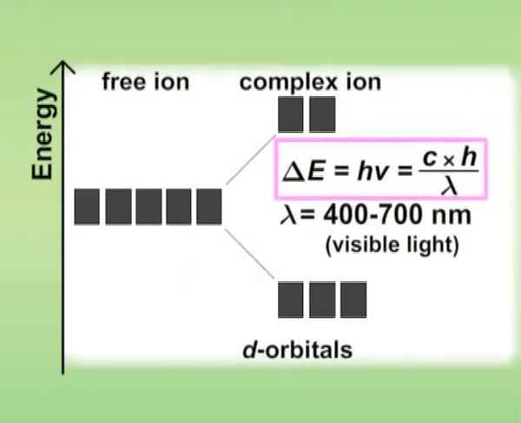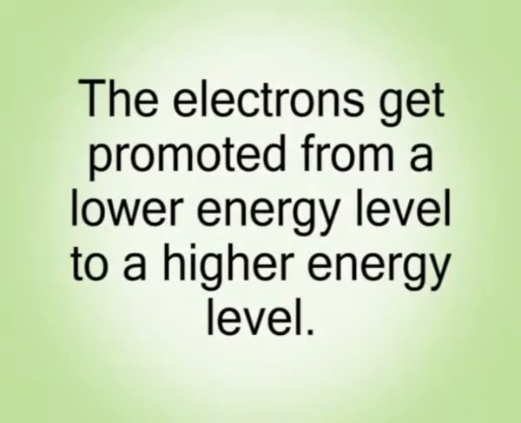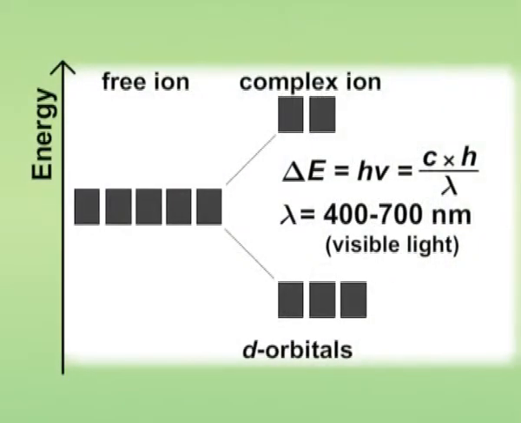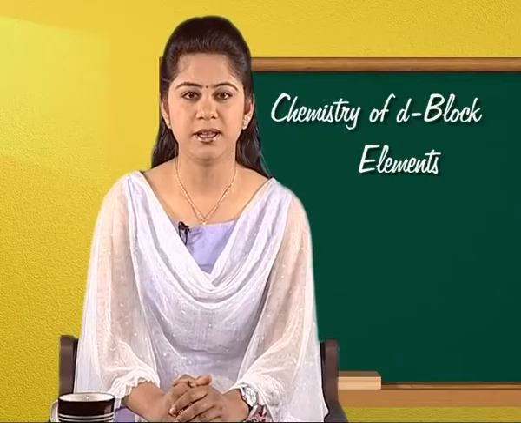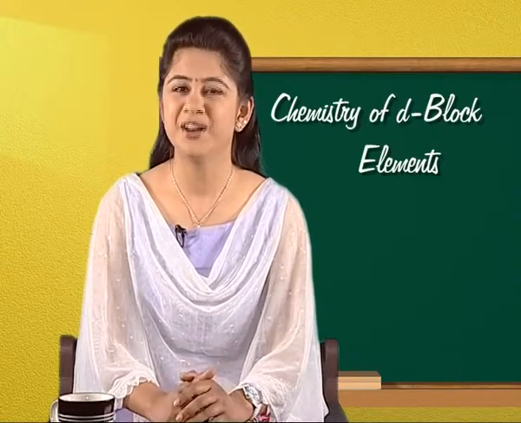Energy difference between two energy levels is shown here. The electrons get promoted from a lower energy level to a higher energy level. But this process requires some energy. The radiations of light are absorbed in the visible region. The compounds absorb a particular color from the radiation and the remaining ones are emitted and thus appear colored. Let's take an example to clear the concept.